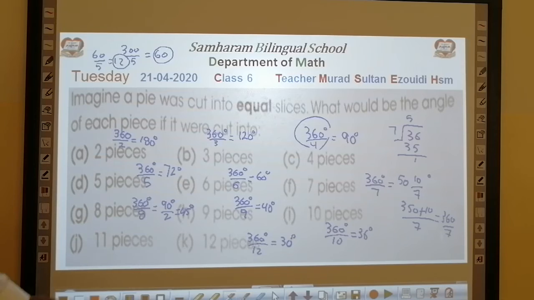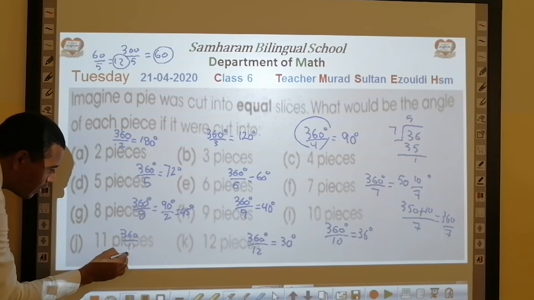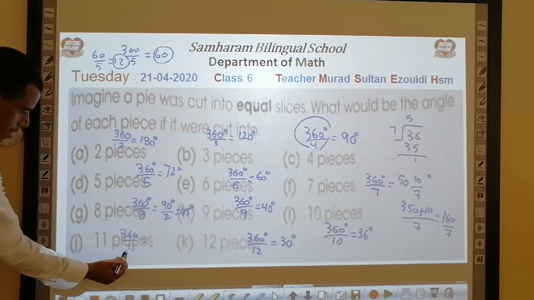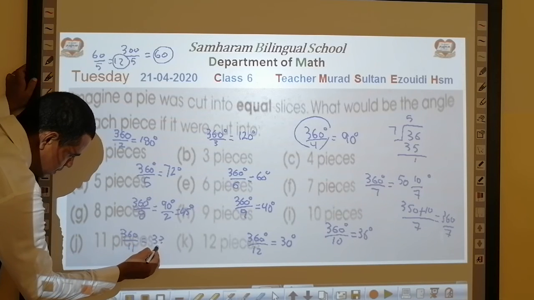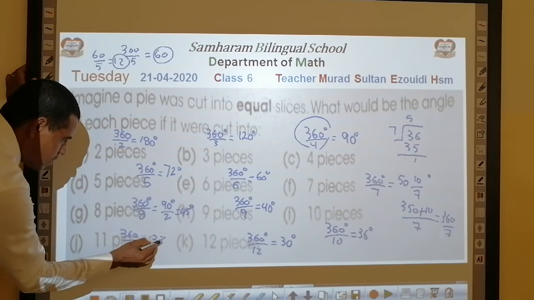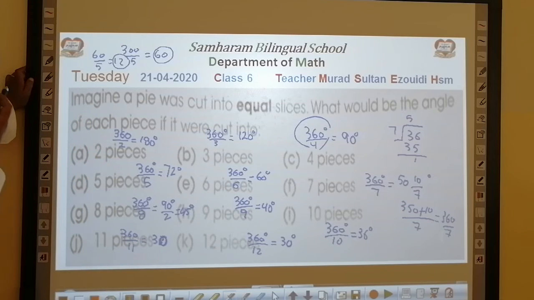And the last one, 360 divided by 11 gives what? So 30 multiplied by 11, it will be 330. Okay. We thought that 30, yes, 30 degrees. Then we have what else?